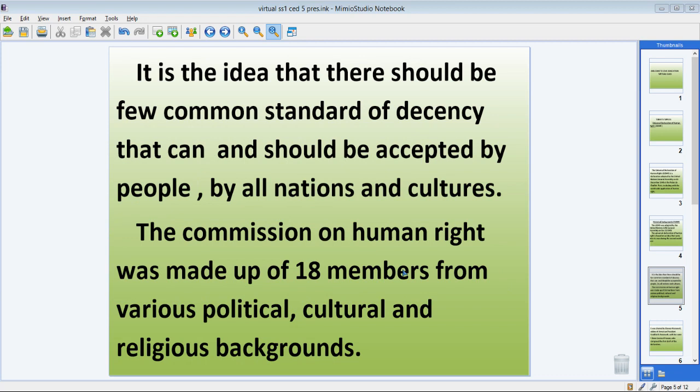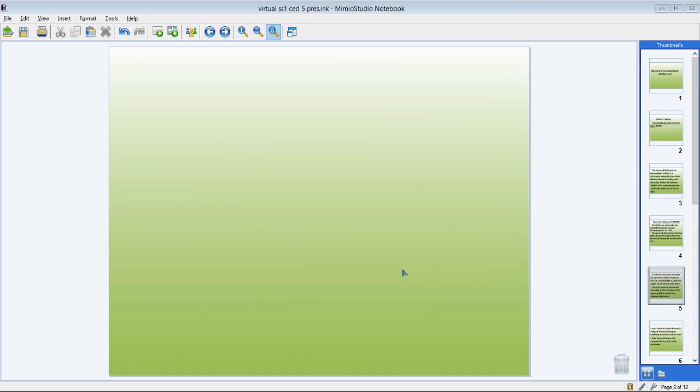This UDHR is the idea that there should be a few common standards of decency that can and should be accepted by people, by all nations and cultures. That is, they have to put all the decencies in dealing with human beings into practice. The Commission on Human Rights was made up of 18 members from various political, cultural and religious backgrounds.